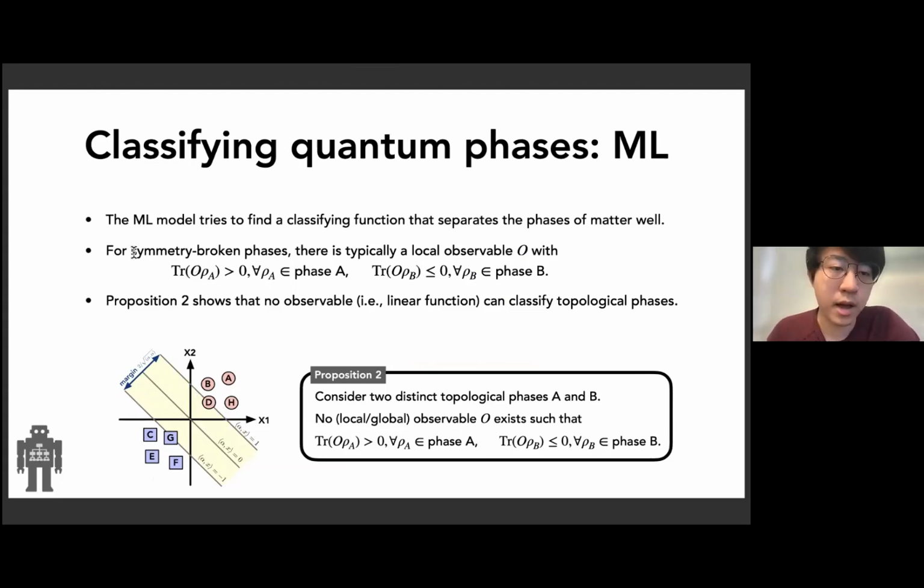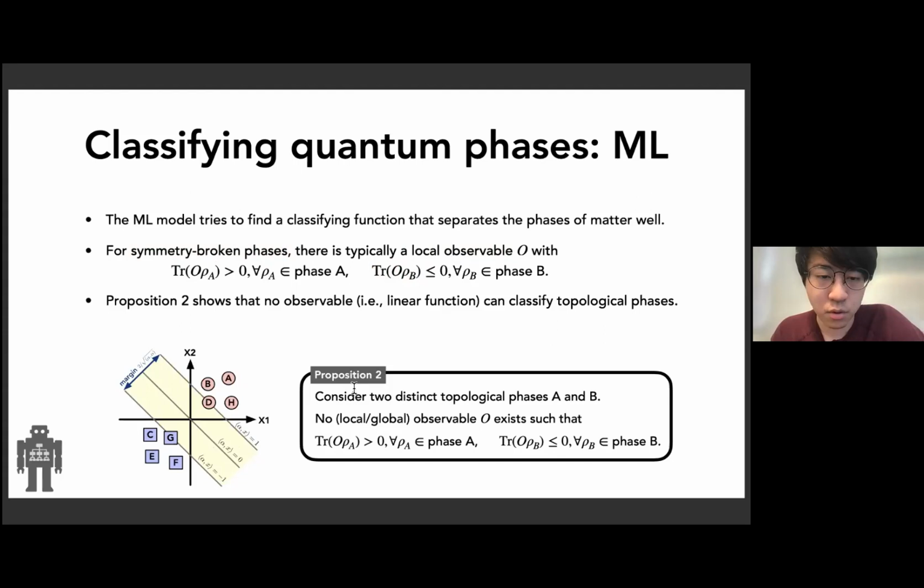So for example, if we look at a symmetry-broken phase, there's typically a local observable O such that in one phase its expectation value is greater than 0, and in the other phase it is less than or equal to 0. So in this situation, basically, there exists a very simple linear function, which is a local observable. When I say linear function, I mean a linear function in the density matrix rho, because the mapping from rho to trace of O rho is a linear function. So in this kind of simple setting, there exists a linear function to separate the phases.